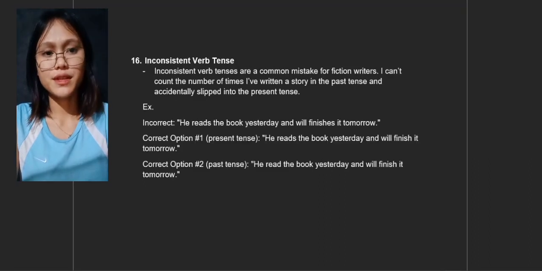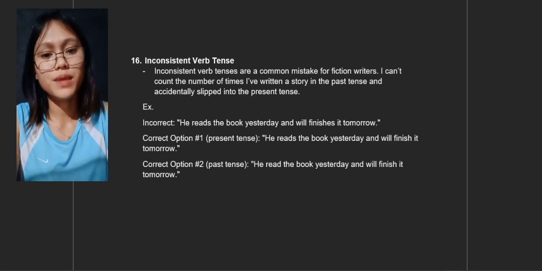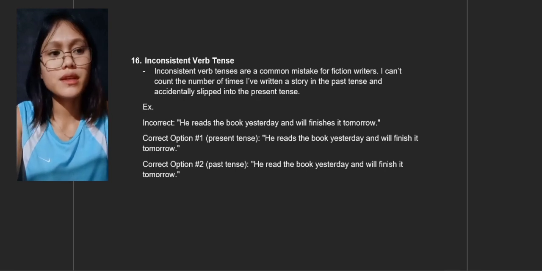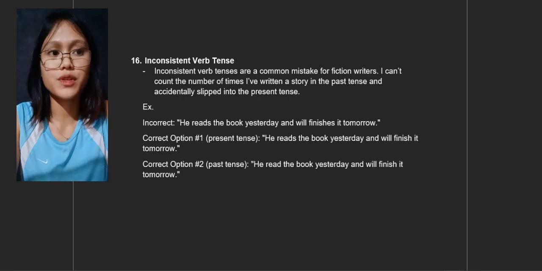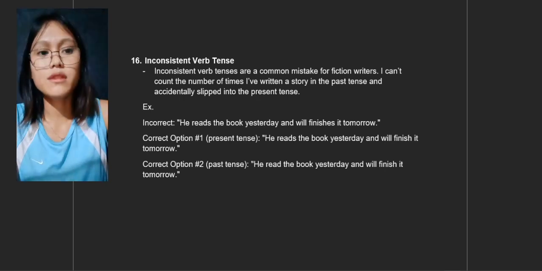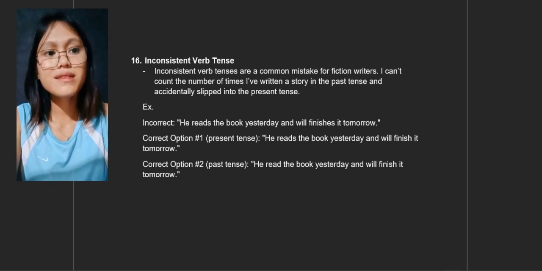Number 16. Inconsistent verb tense. It refers to the use of different tenses within a sentence, paragraph, or a piece of writing, leading to confusion or ambiguity in the meaning. When verb tenses are inconsistent, it can make it difficult for the reader to understand the timeline or sequence of events being described. Example for this is, he reads the book yesterday and will finishes it tomorrow.